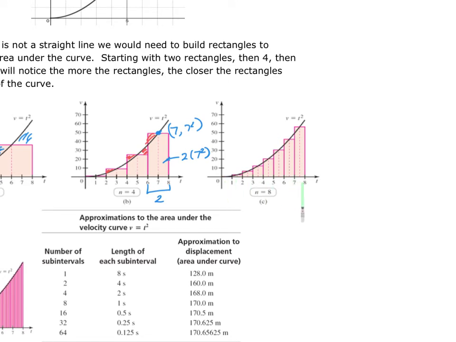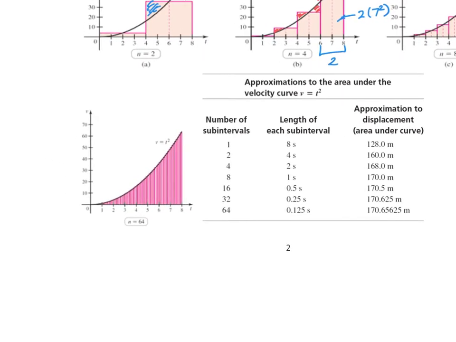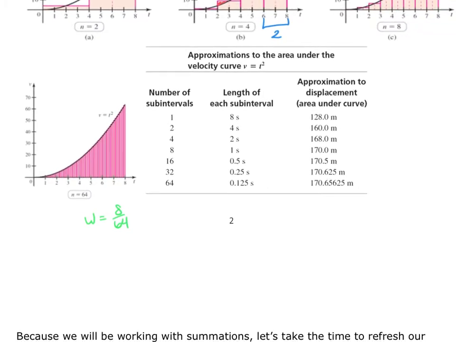These are all going to have a width of 1. The height is going to be determined right here. So this rectangle would have a width of 1 with a height of 7.5, the quantity squared. I don't have as much underestimation and overestimation, so it looks like it's getting a little bit better. Now this is what it looks like when it's 64. When you have 64, the width of each one of these would be 8 divided by 64. That would be the width of my rectangle.